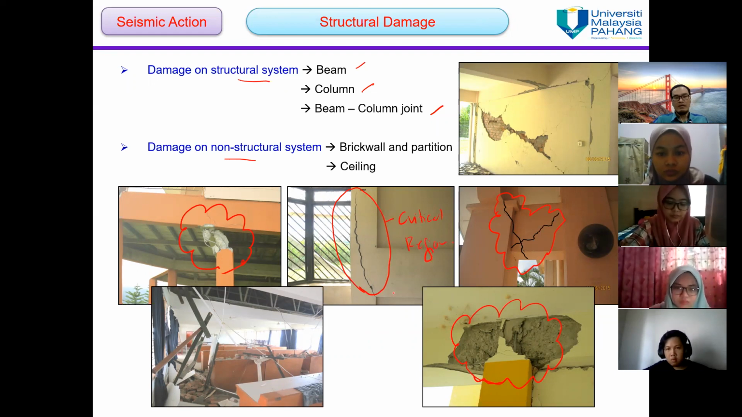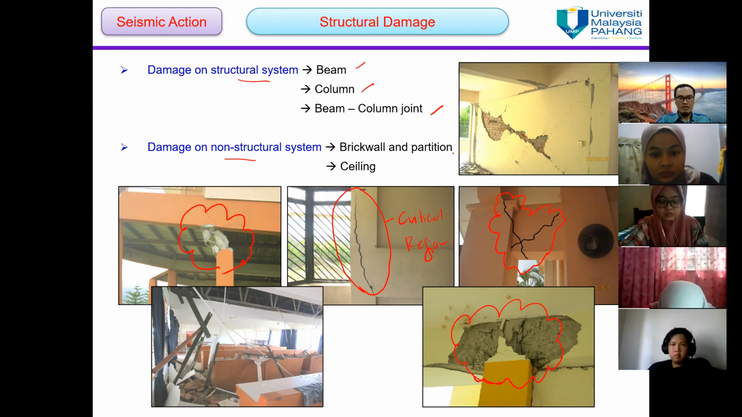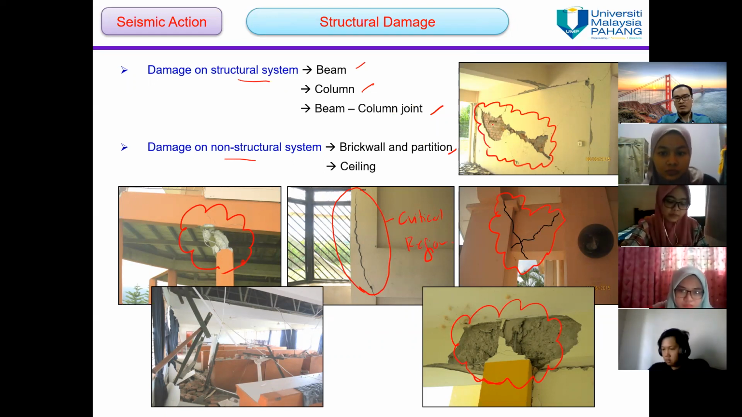And for damage on non-structural systems, you can see the damage will occur on the brick wall and partition, like this one. You can see the plaster of the brick wall spalling out from its position. This is the X crack pattern on the brick wall, and this is the ceiling. The ceiling will fall down.